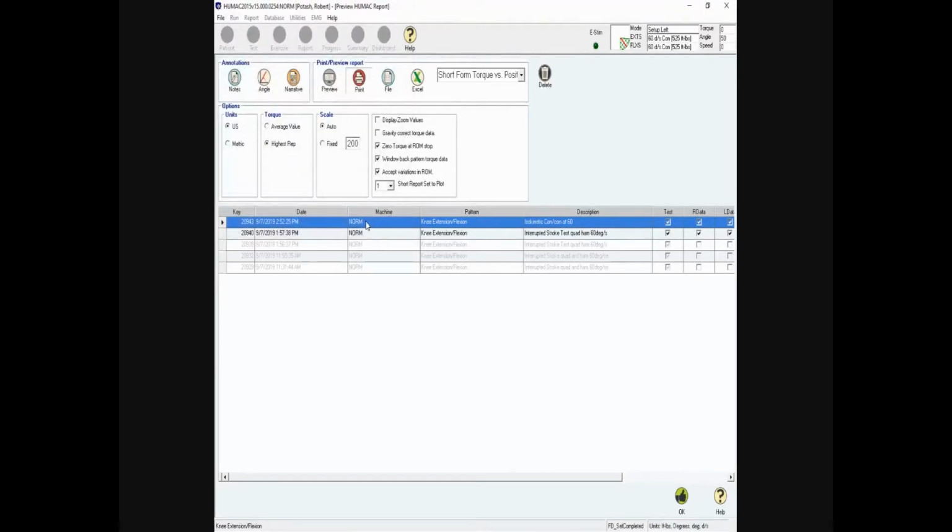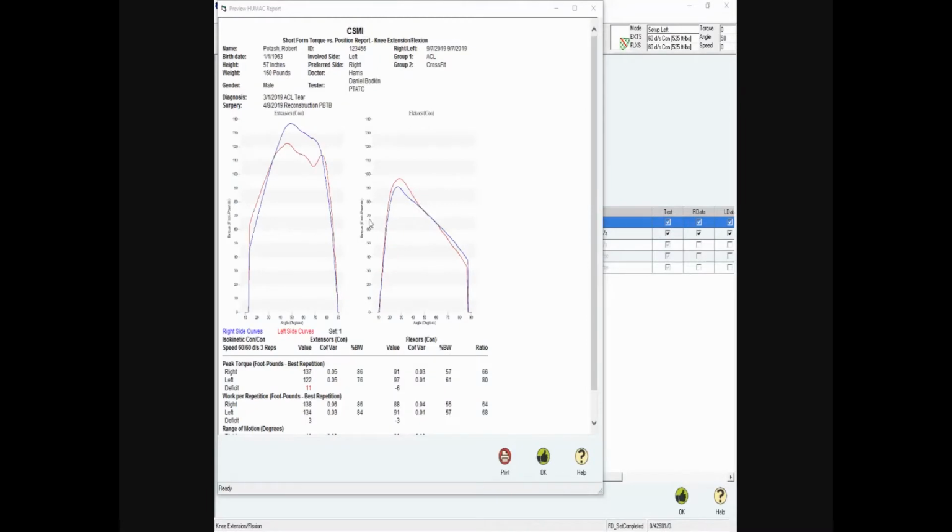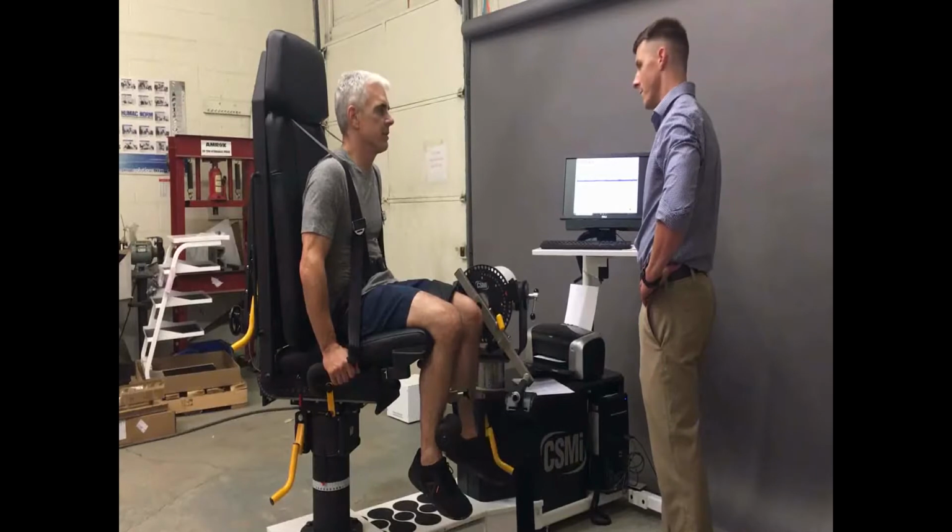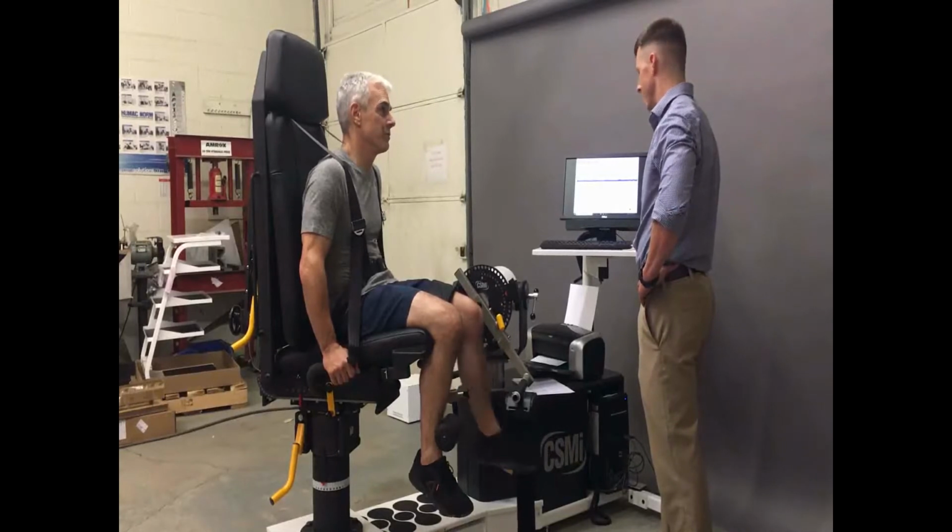After your test is over, go ahead and click OK. That takes you to the report page. Once you're there, you can hit print or preview. Then once it prints off, go over it with your athlete, have them do a little cool down, and then you're done.